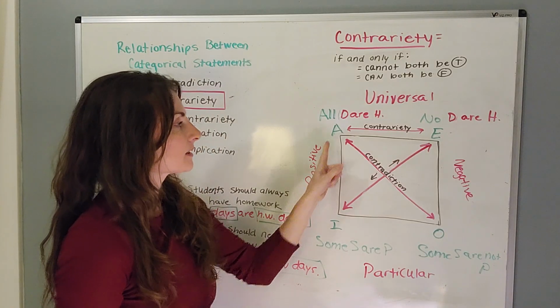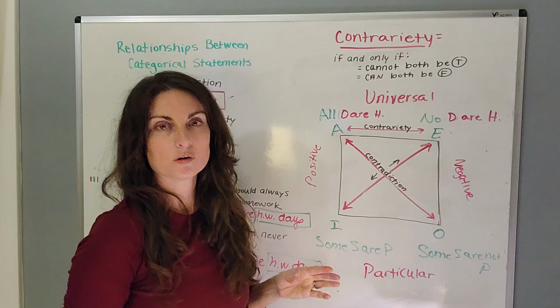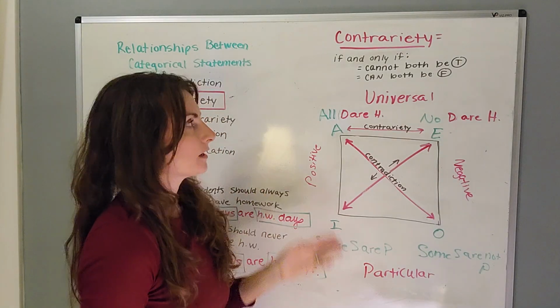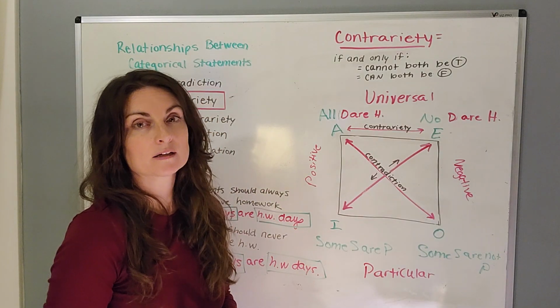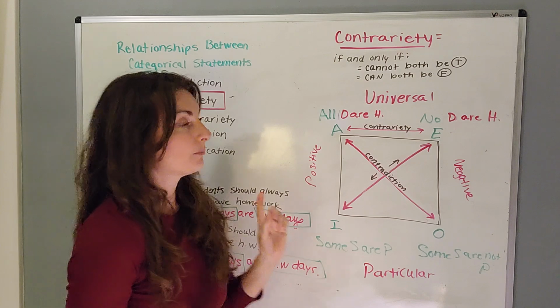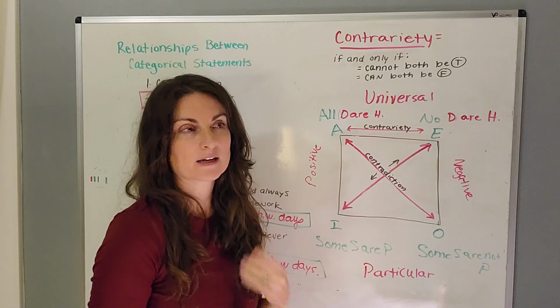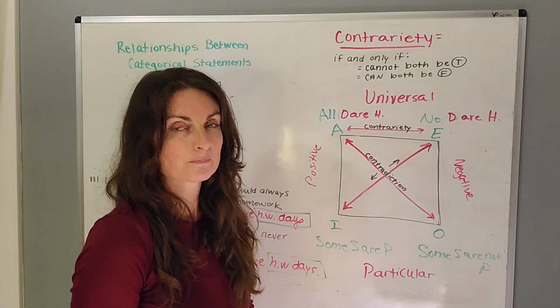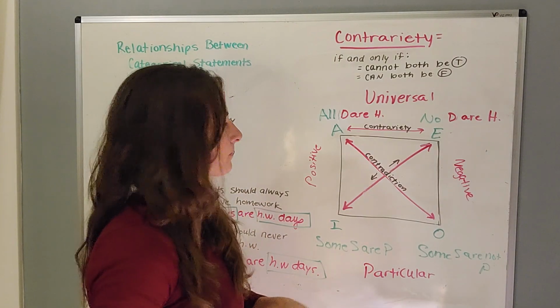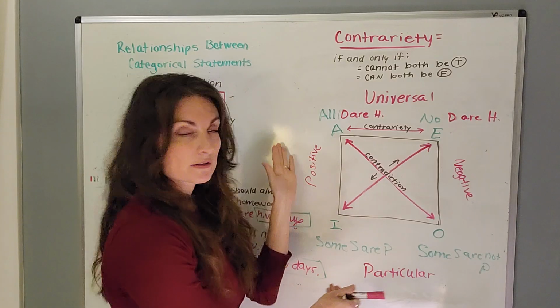So contrariety is between the A and the E statements only. They cannot both be true. However, they can both be false. But if one is true, the other one would be false. It's not saying they can't ever be true. It's just saying they can't both be true at the same time. So far, this is all we have.